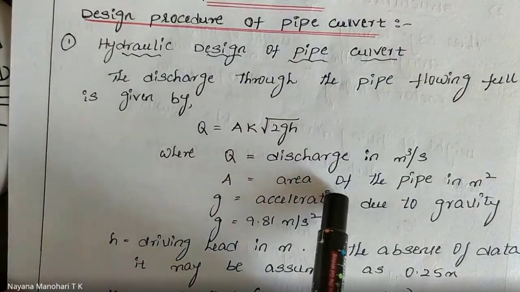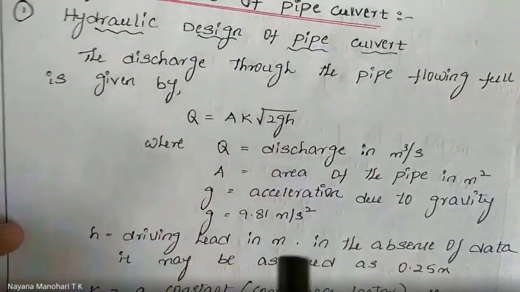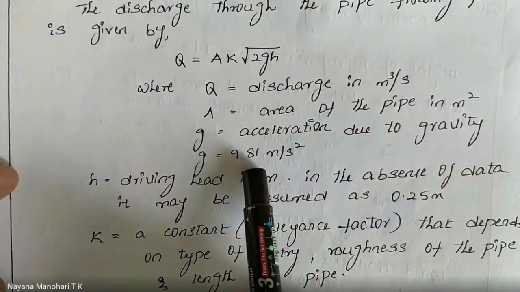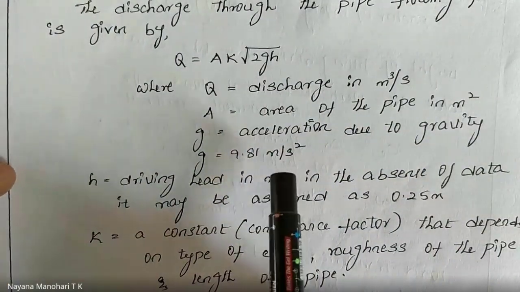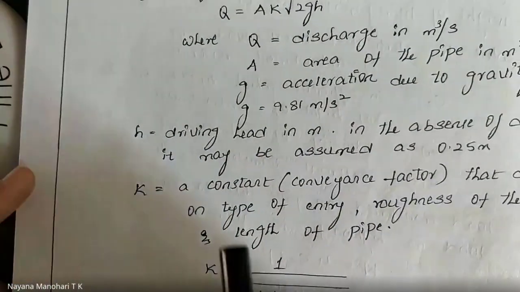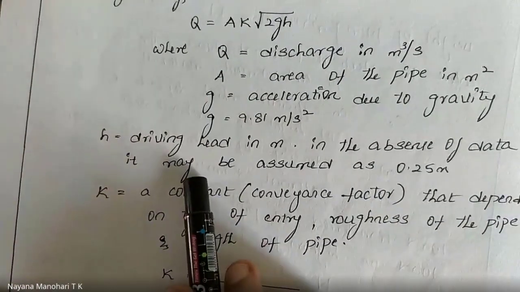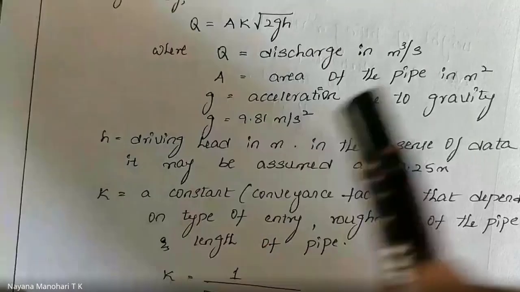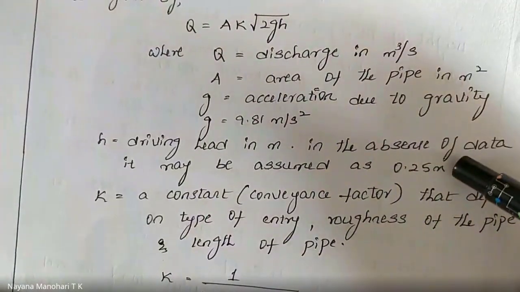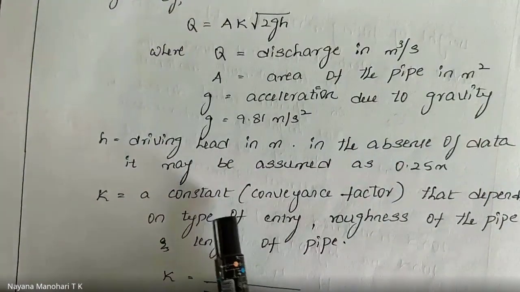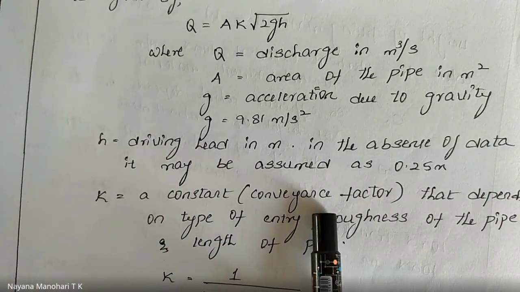A is the area of the pipe in meter square. G is the acceleration due to gravity, given by 9.81 meter per second square. H is the driving head in meter. In the absence of data, if they have not given the driving head, you need to take that value as 0.25 meter. K is a constant, the conveyance factor.